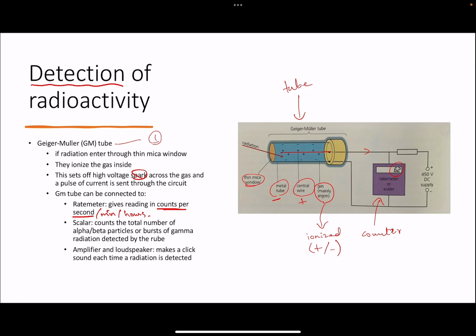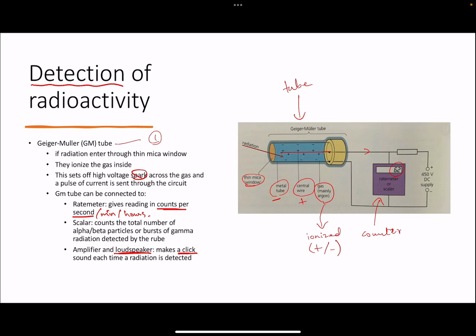Now you can also connect it to a loudspeaker, which makes a click sound every time a radiation is detected. Now this will not really give you any count or any number, but the more clicks you hear, that means the more radiation there is. So it can work as an alarm that you can wear on your jacket if you're working in a radioactive lab, or in a power plant where radioactive materials are being used. That way, if you are a worker in such a lab, if you start hearing more clicks, that means that you are in a region where there's a lot of radiation. So you have to be careful with that, because these radiations are dangerous, and the dangers will be discussed later on.